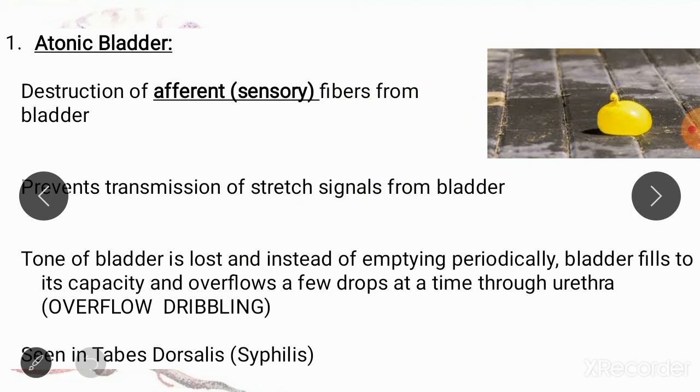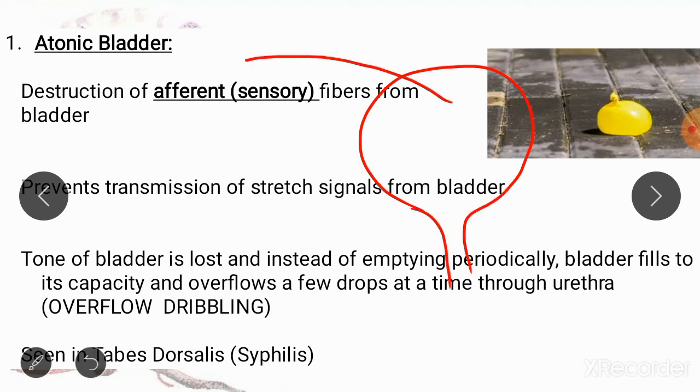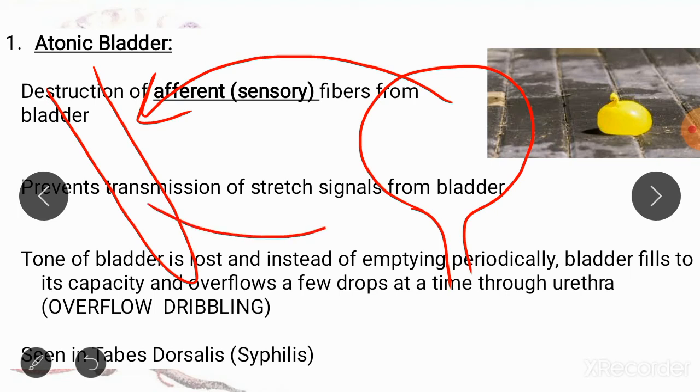So the tone of the bladder would be lost and it will not empty periodically. Instead it will fill up to its maximum capacity and then urine will start dribbling from the urethra drop by drop, and this is known as overflow dribbling or overflow incontinence. अब मैं आपको दोबारा बताती हूँ कि this is the bladder, and when it is filled it sends sensations to the spinal cord, and spinal cord sends back motor signals for the bladder to contract.